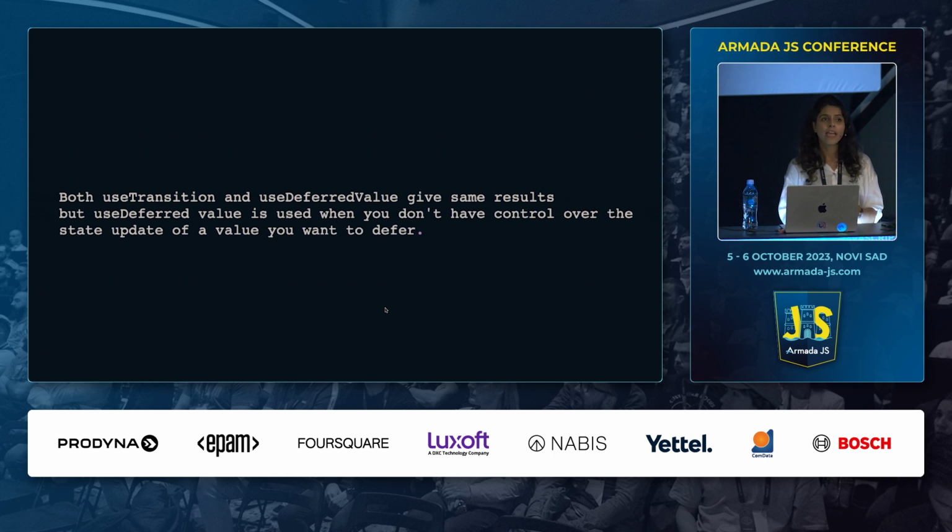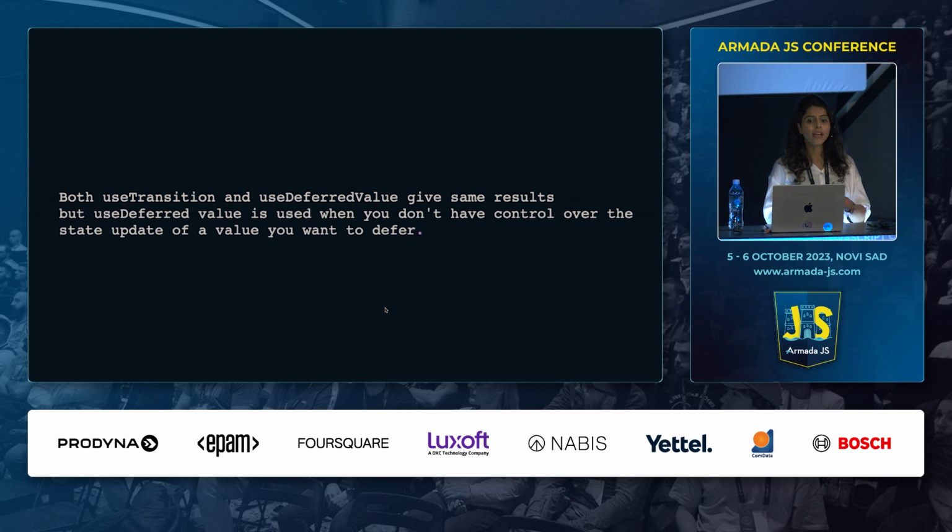But useDeferredValue is used when you don't have control over these state updates. Because sometimes you are working on code where you cannot just go and wrap those states. Maybe you have a component which is coming from a design system or something, and you don't have control over that. So in those cases, you can use useDeferredValue. If you have access to the state, then it's better to use useTransition.